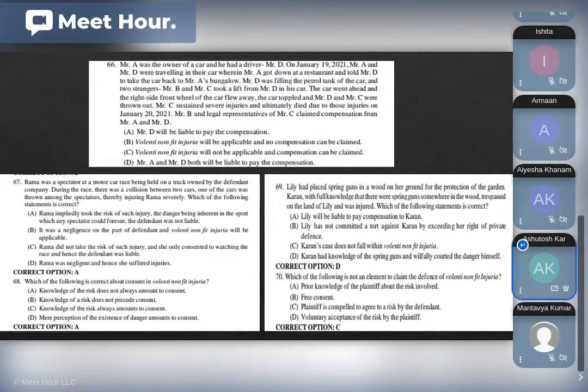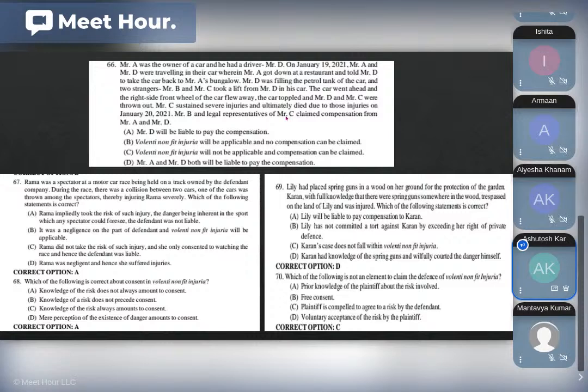Mr. A was the owner of a car and he had a driver, Mr. D. Okay, A है owner car का and he has a driver, Mr. D. On January 19th, 2021, in such passages, if it's not a contract-based passage, usually dates do not have any significance. So you can just skim through these details. The more important part is the options. You have to pay a significant amount of attention to these options and then choose the answer. The situation you can kind of rush through.